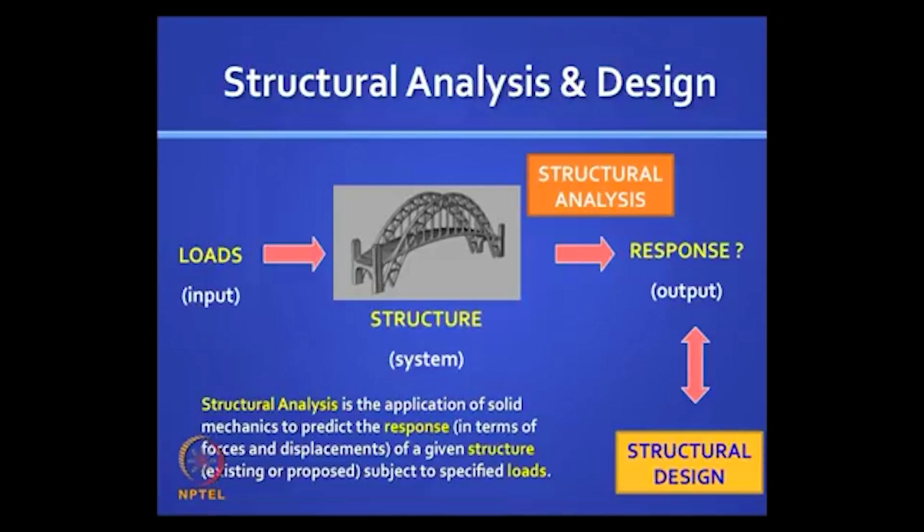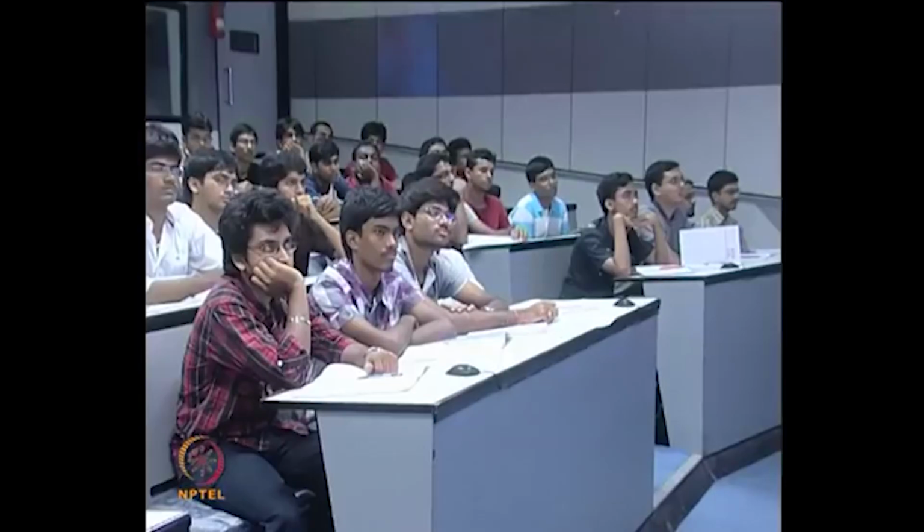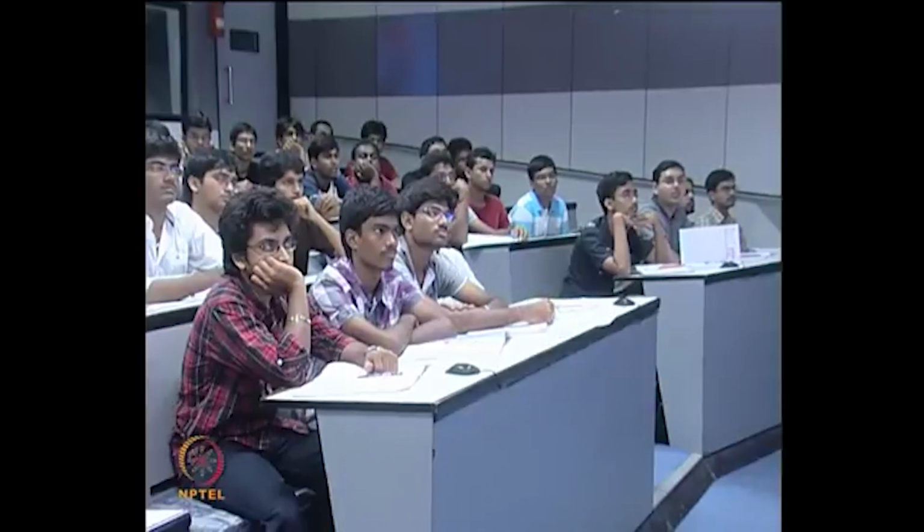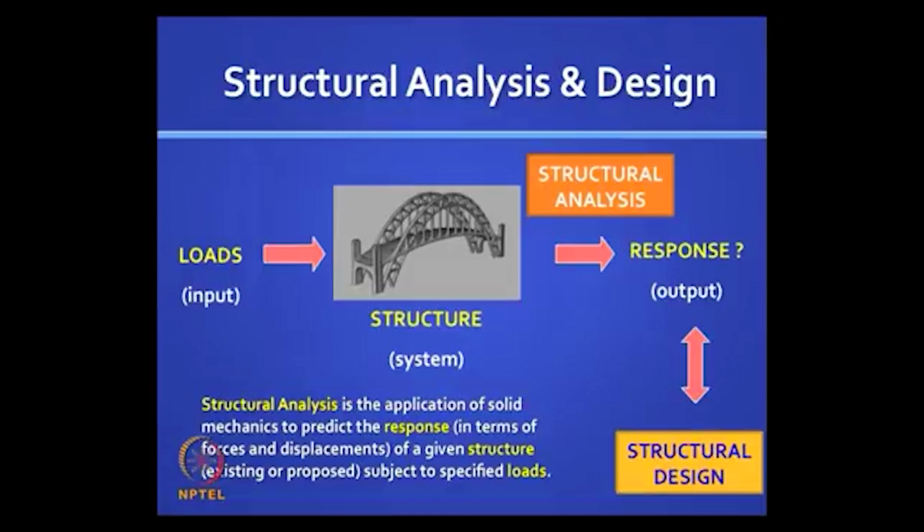Can you name some? The main requirements of any structure? Strength, yes. Stability, which should come first? Stability should come first. Structure should first be stable. Strength and durability. Durability will come as part of serviceability. Okay. So basically there are safety related issues, and stability, strength and stiffness generally cover the safety related issues.